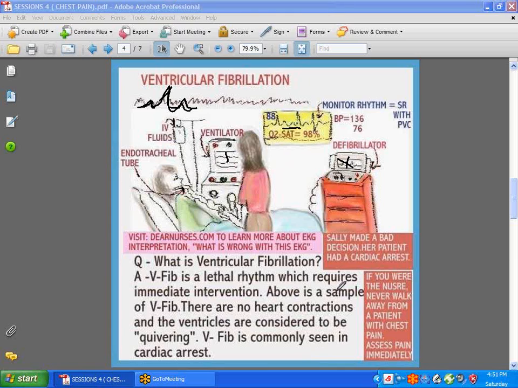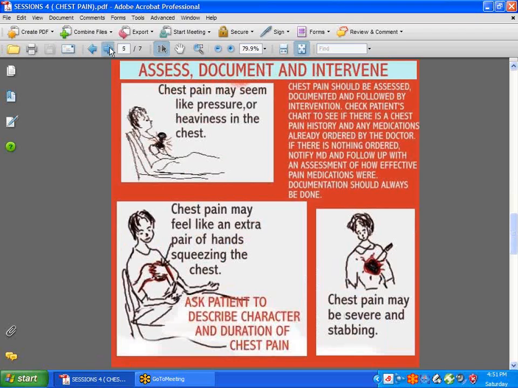To learn more about EKG reading, I suggest you go to the EKG series, What is Wrong with This EKG, at dearnurses.com. Now, assessment of chest pain. Chest pain should never be ignored. If your patient is having chest pain, then you need to assess, find out what does it feel like.